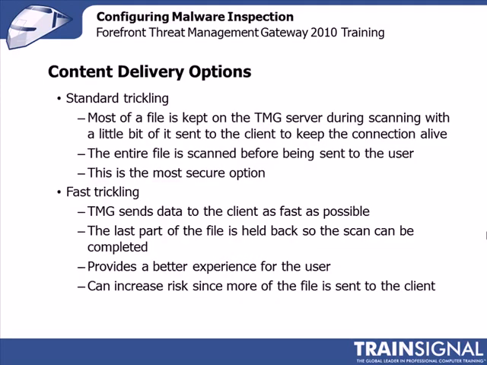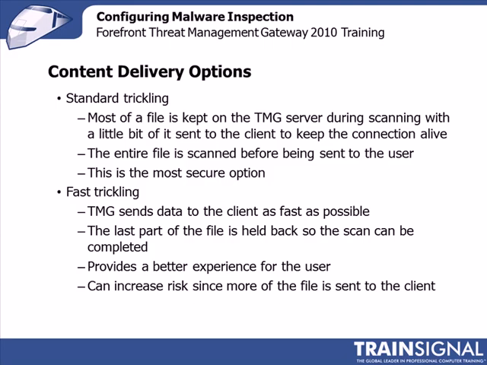There are 2 kinds of trickling. There's standard trickling, under which most of a file is actually kept on the Threat Management Gateway server while it's being scanned, and a little tiny bit of it is sent down to the client to keep that connection alive. The entire file is actually scanned, though, before being sent to the user. This is the most secure option.